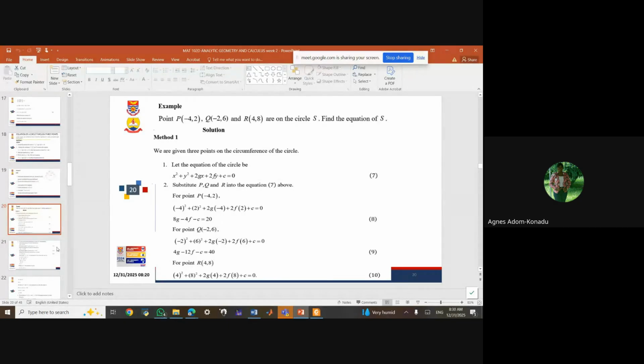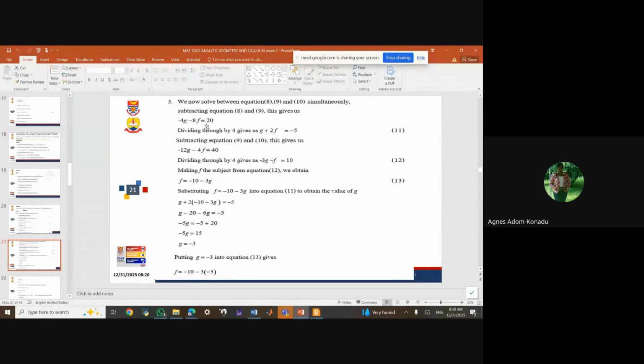And then equation 10 is the other. When we subtract, you can see that the C will go away. I think here you don't even have C. Okay, so take your time to go through. You're going to get 12J minus 4F is equal to 40. Then you can divide through by 4, and you're going to get minus 3J minus F is equal to 10.